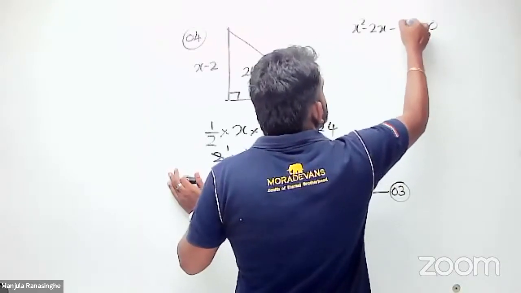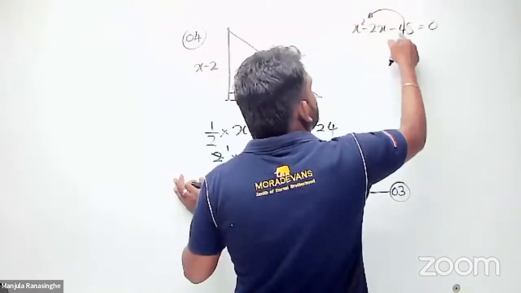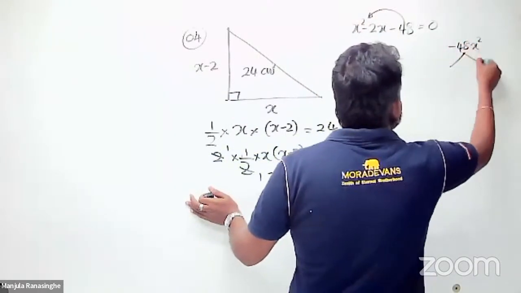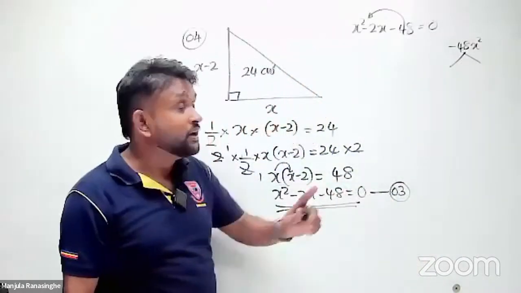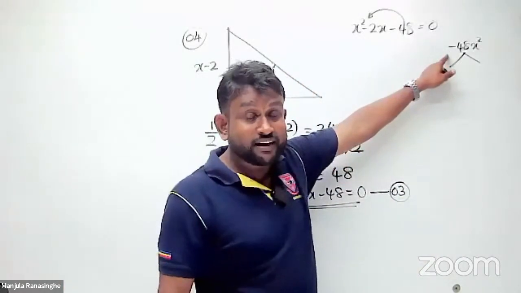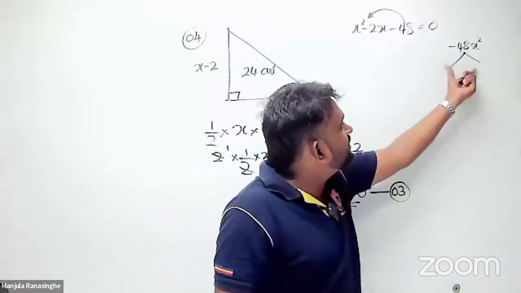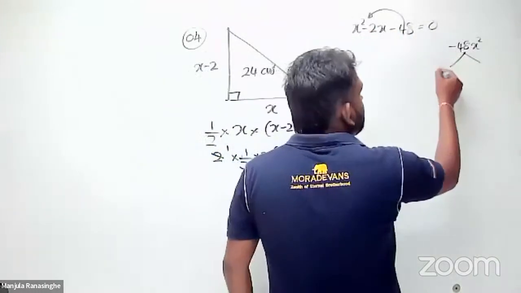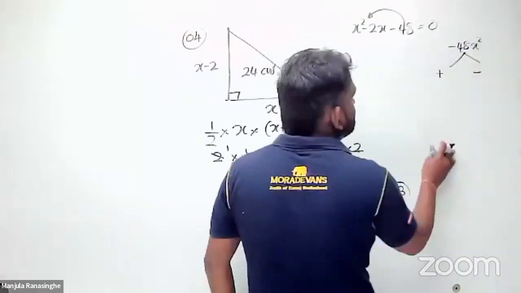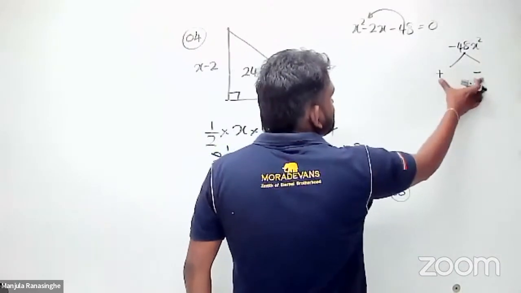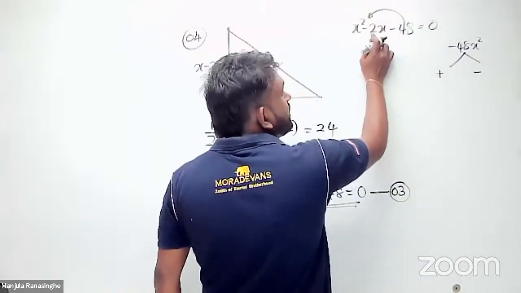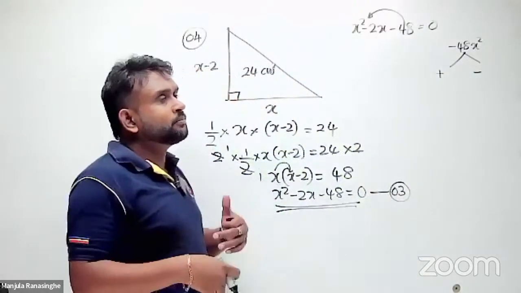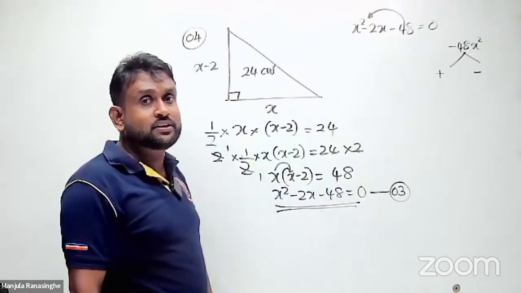Then you multiply minus 48 with x squared, and you take minus 48 x squared. Now you determine the multiplication to be minus 48, and when you add the terms, minus 2x should be there. But to have a negative product, you should have a plus and a minus. When you add them, the difference should be 2, that is negative 2. So 48 product and difference 2 means 8 and 6.